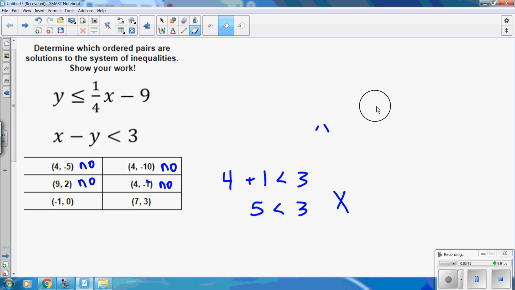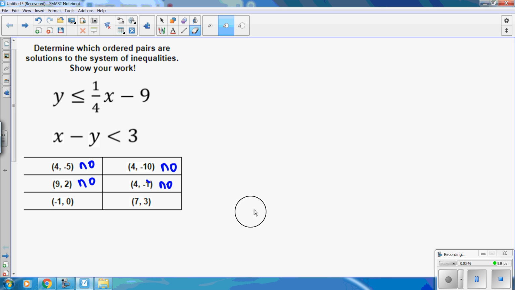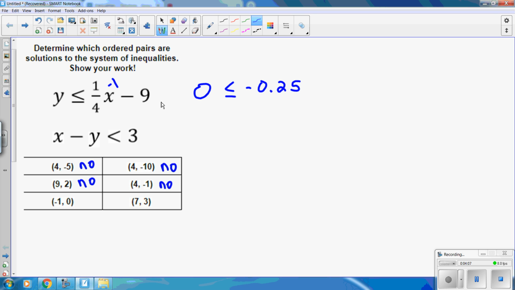The next ordered pair we're going to check is -1, 0. Plug 0 in for the y. Plug -1 in for x. So this is going to be -1 times 1, which is -1. -1 divided by 4 is -0.25. And then you got the minus 9. -0.25 minus 9 is -9.25. 0 is not less than -9.25, so it doesn't work there.